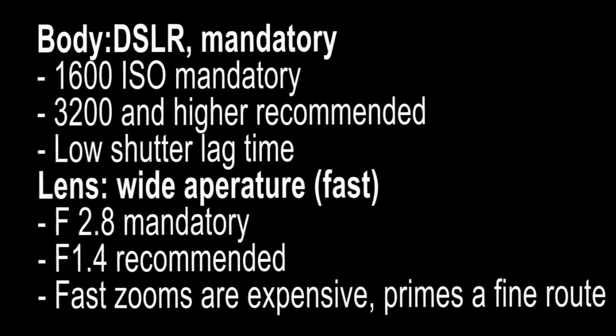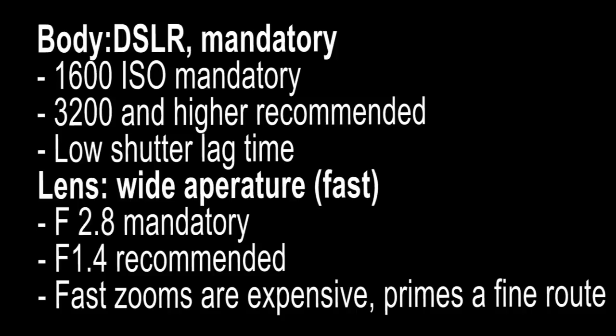Let's talk about the equipment that you're going to need. A digital SLR is mandatory with that ISO 1600 or higher. 3200 is great, but the more the merrier here. If you want to catch action shots, you're going to need a camera with a low shutter lag time. Equally as important are fast lenses or wide aperture lenses. About the slowest lens you want is an f2.8.